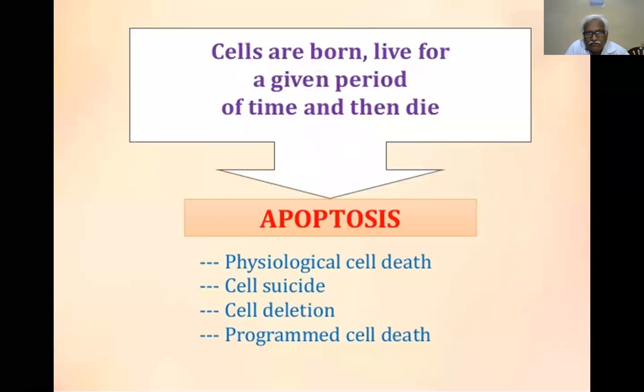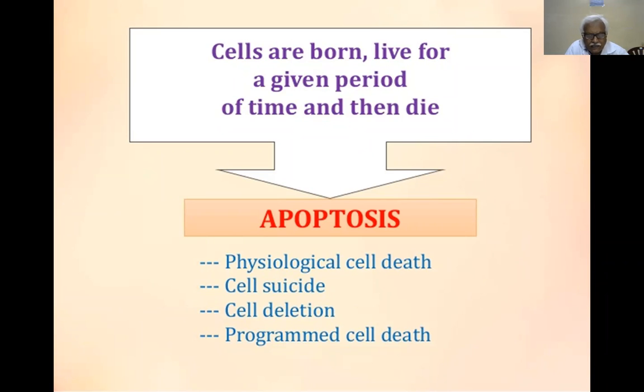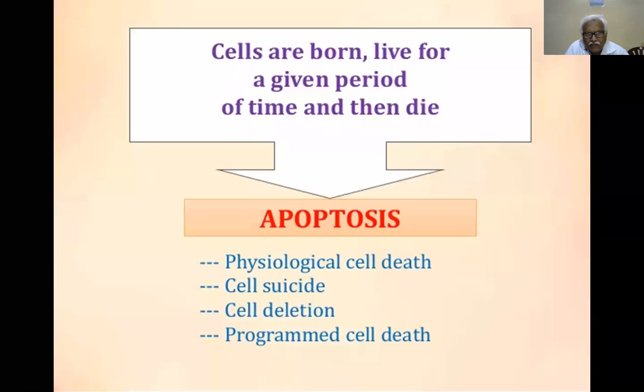So cells are born and live for a given period of time, and then they should die. Nobody can just live on the face of the earth as an immortal. They should end their life after 60 years, 70 years, 80 years, 90 years, 100 years. Some people in Japan and China live more than 100 years, 120 years, we are seeing in newspapers. So cells are born and live for a given period of time, maybe an extended period, and then they should die one day or another.